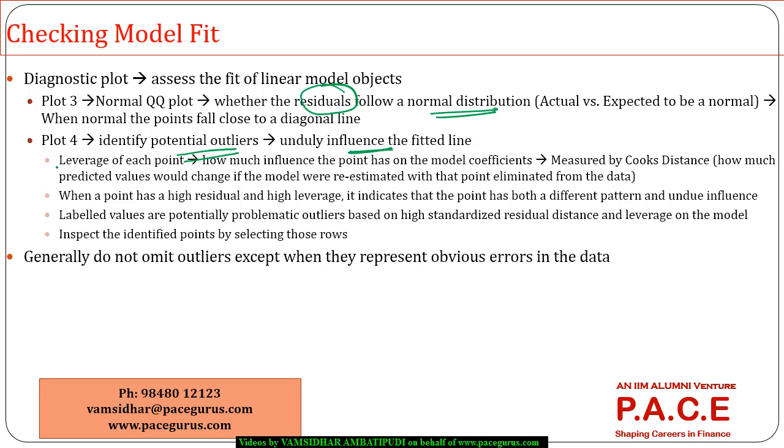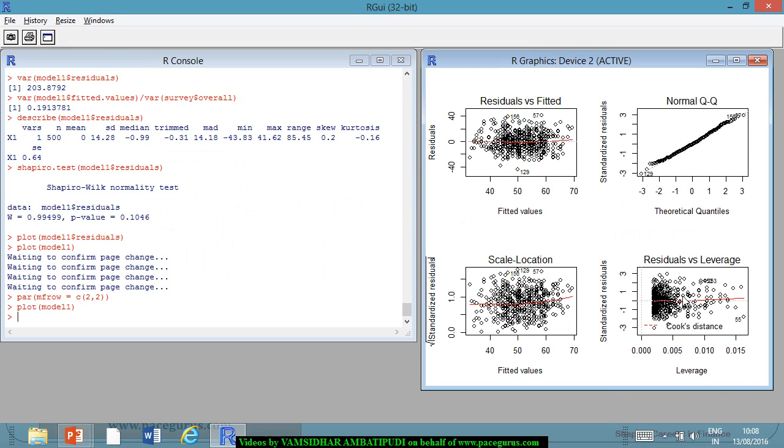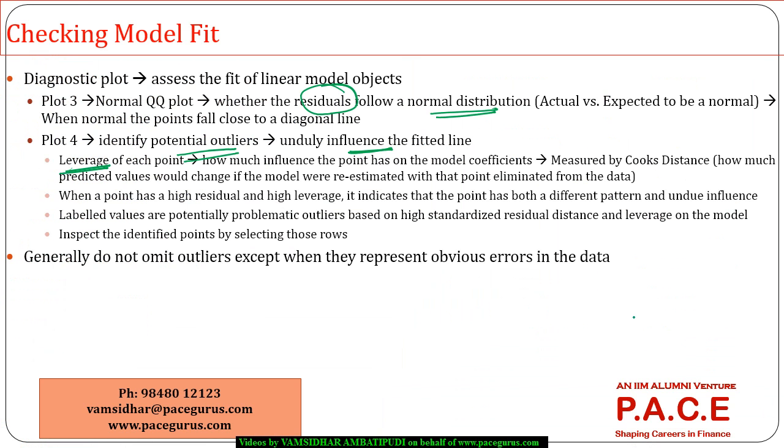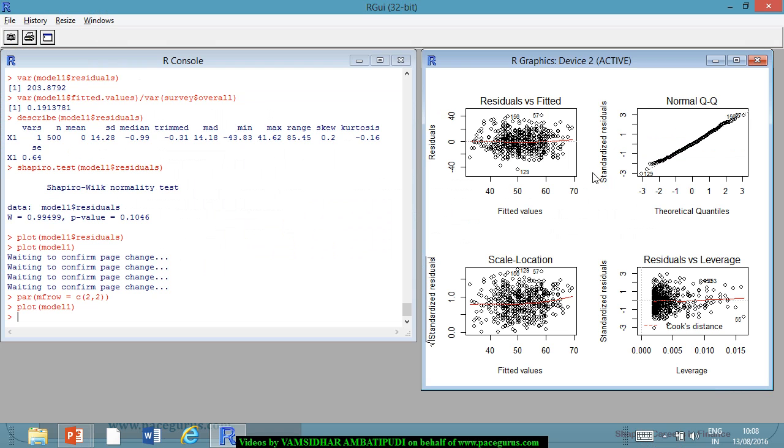So this goes with the concept of leverage. Each point is given some kind of a leverage. And this leverage is typically computed based on the Cook's distance. The Cook's distance is nothing but how much influence the point has on the model coefficients. It talks about this one single point, what is the influence that it has on the coefficients of the model.